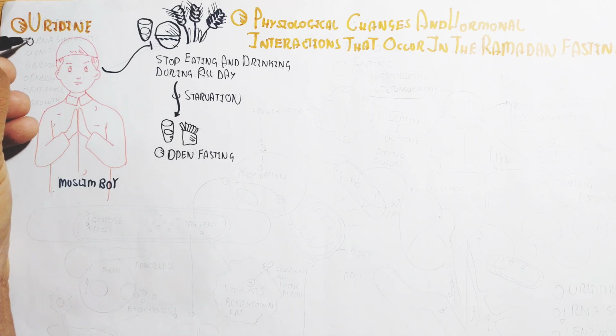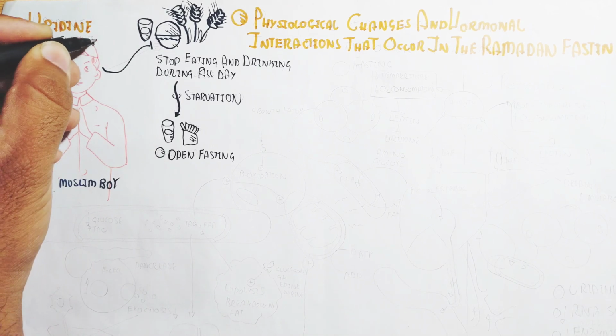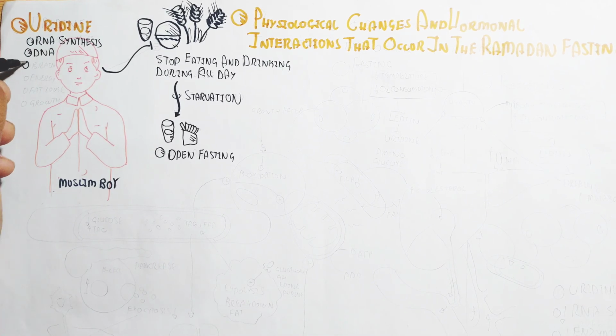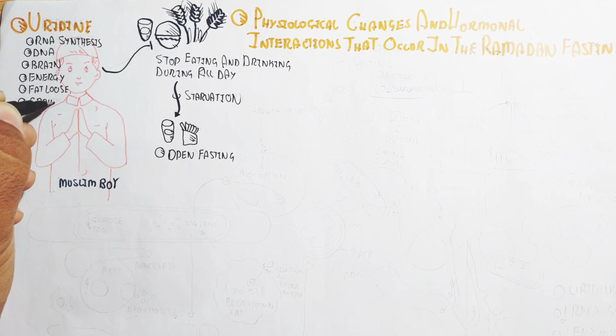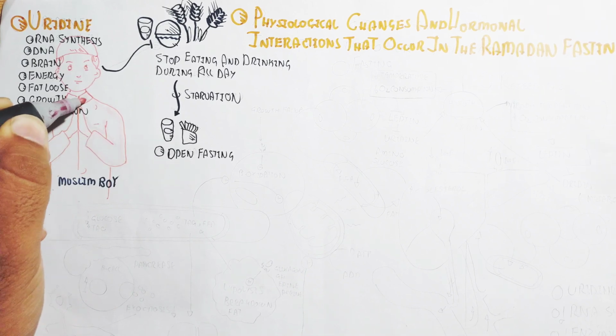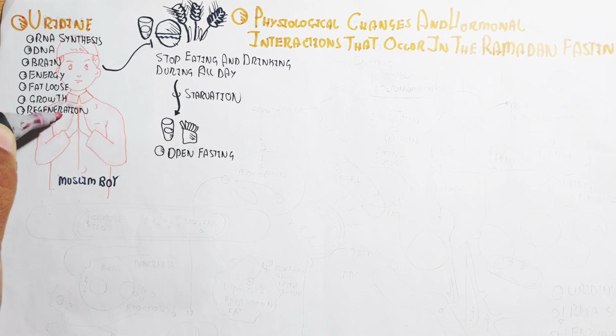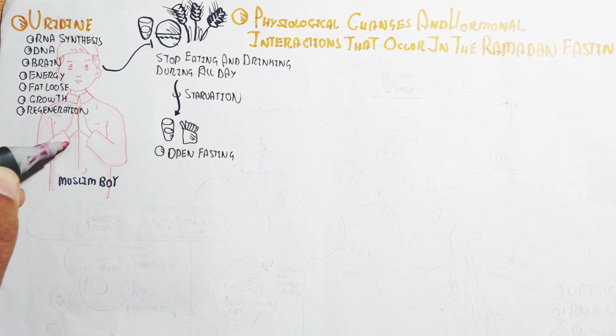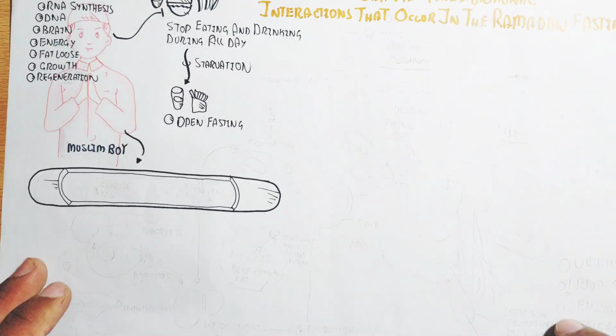In this video we will understand the study about uridine, which is important for RNA synthesis, DNA synthesis, and brain function, the cognitive function, and increases energy, fat loss, and growth, as well as the regeneration of your tissue. Basically the damaged cells will be removed while the healthy cells will be maintained in your body.